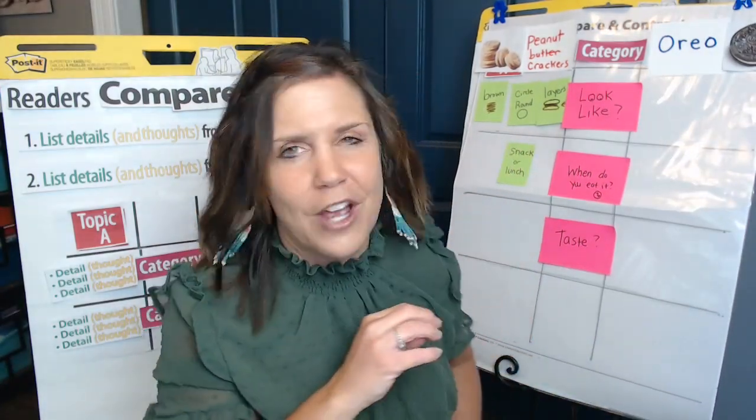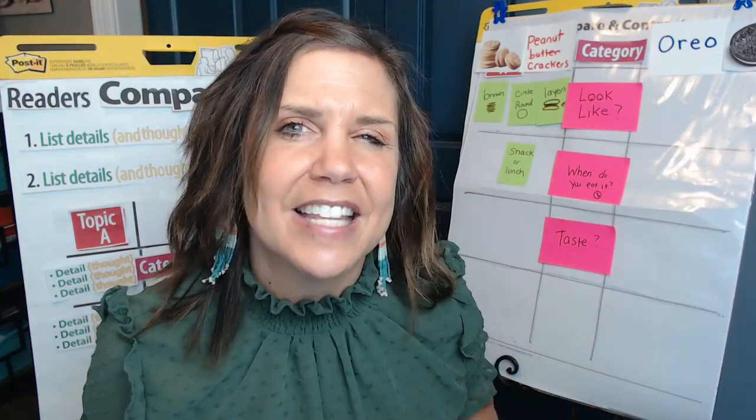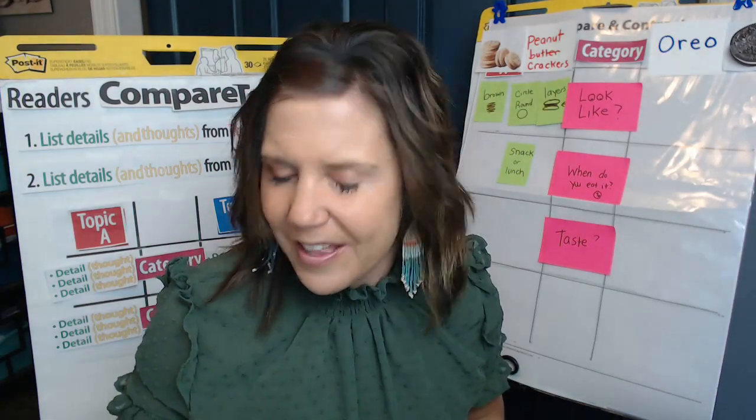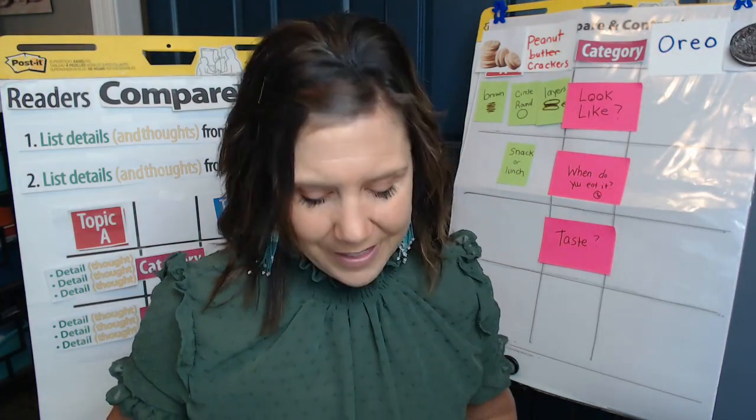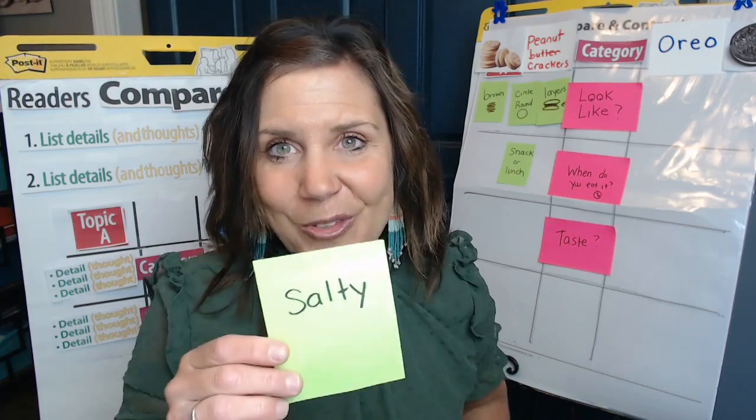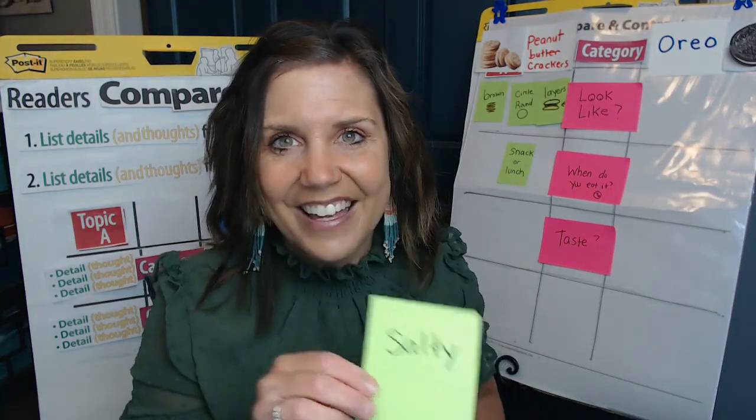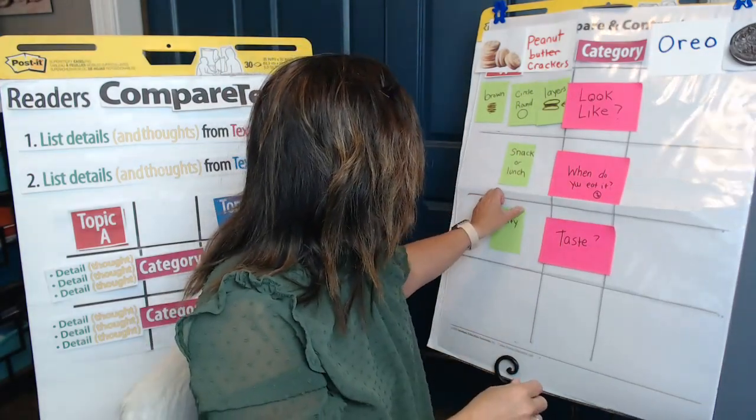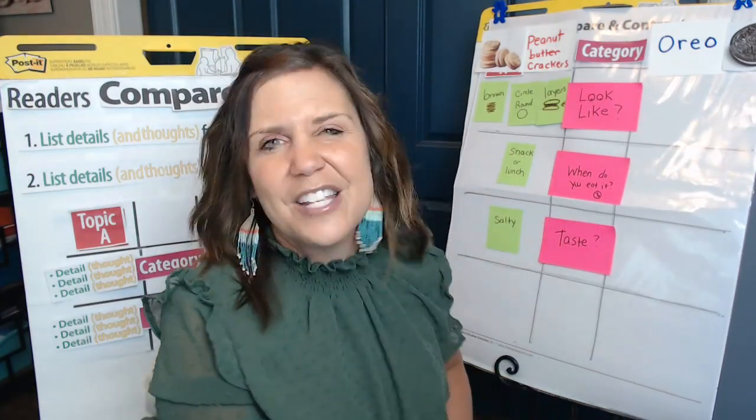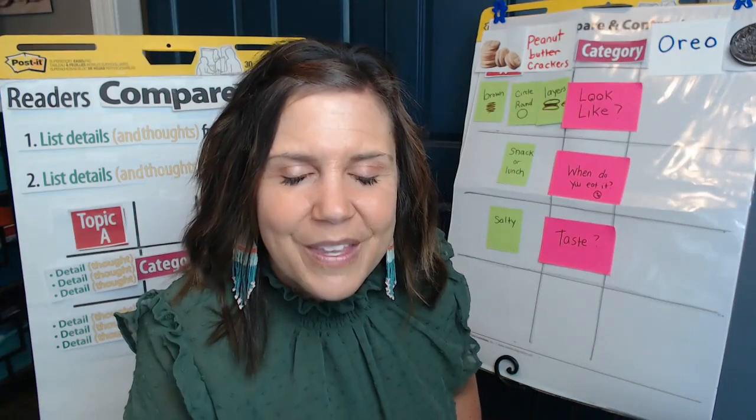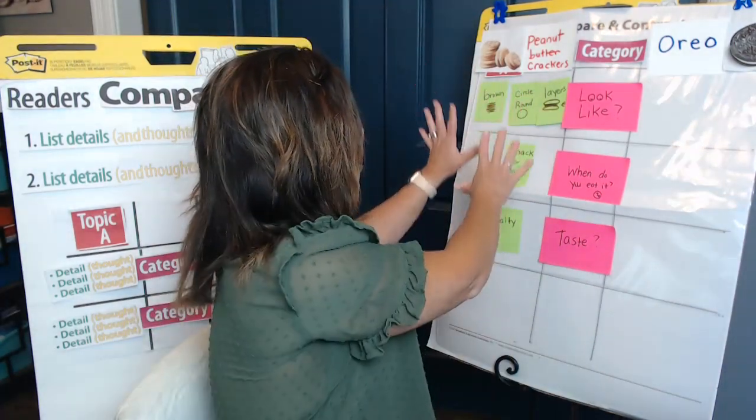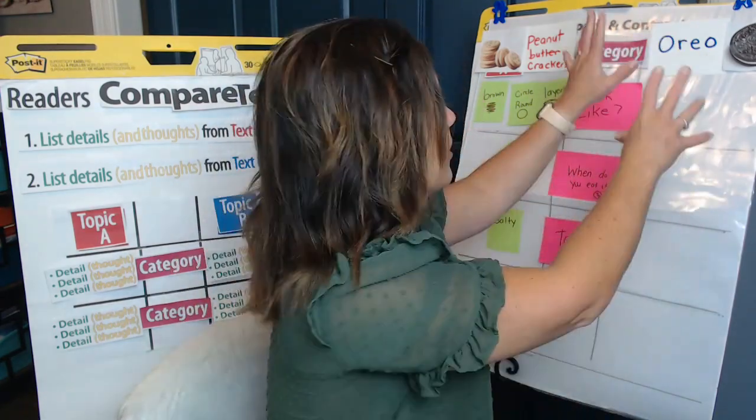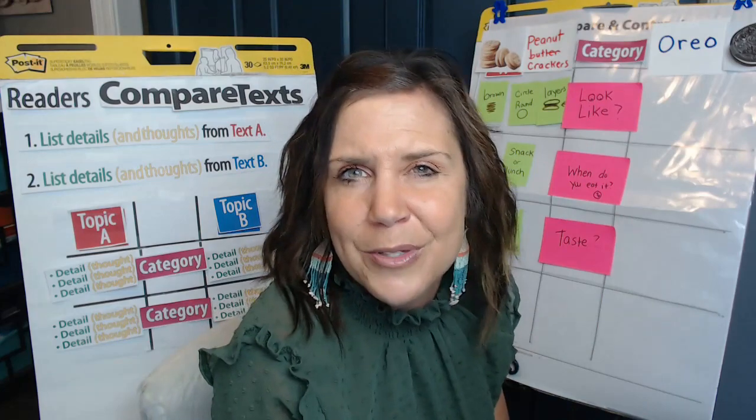Okay, great job. And then what do you think it tastes like when you bite into a peanut butter cracker? What does it taste like? Did you say it's salty? Yeah, it's salty usually because the peanuts are kind of salty and the peanut butter and crackers are usually salty. It's kind of salty, isn't it? Okay, we've collected all the details about peanut butter crackers on this side. Now let's move over to Oreos and we'll collect all the details about Oreos on the right side.